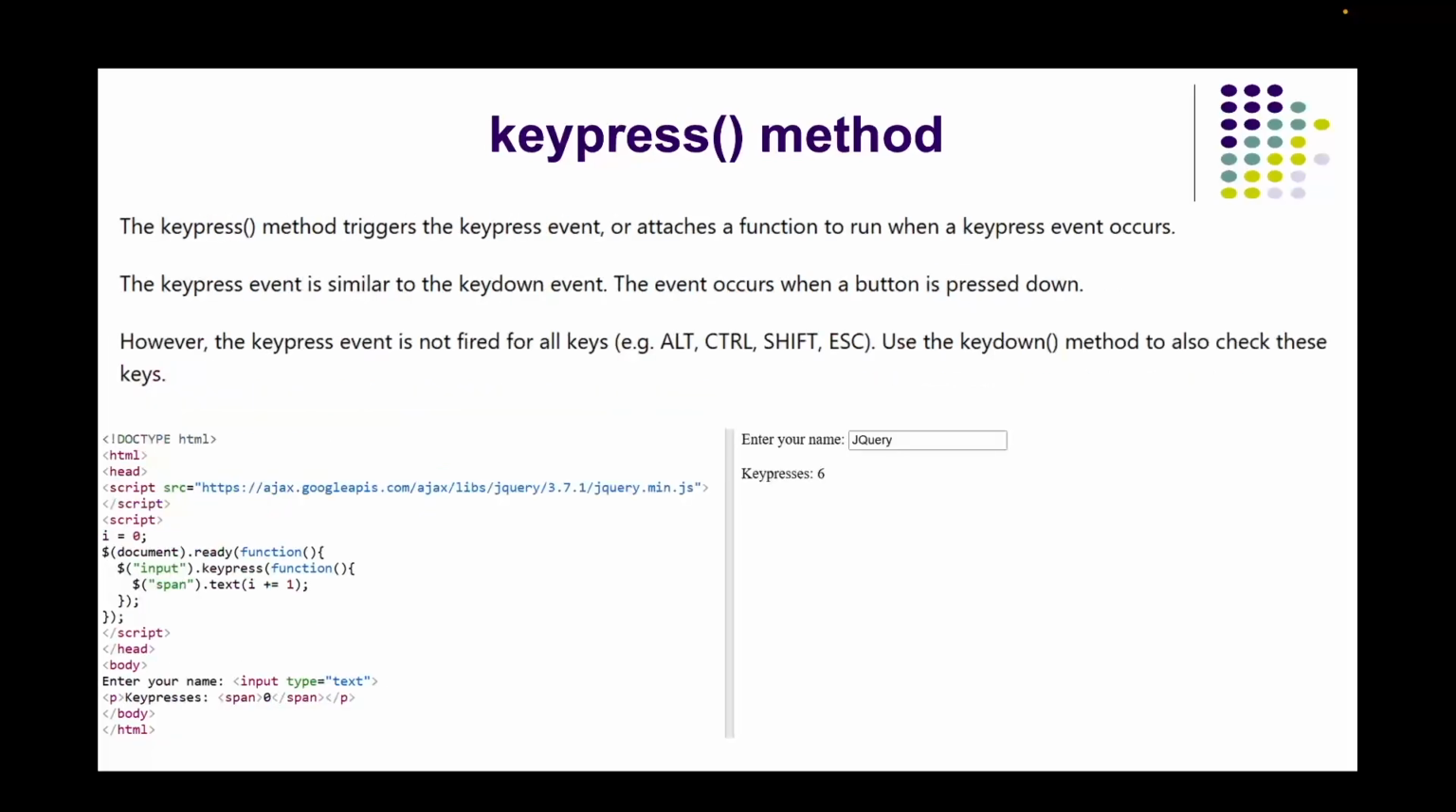And we also have keypress. In this example, we have a counter variable i. So every time the user types a character, we increase i by 1 and display it. So keypress is similar to keydown, but it does not detect special keys like Alt, Control or Shift. If you need to check for those, you must use keydown.